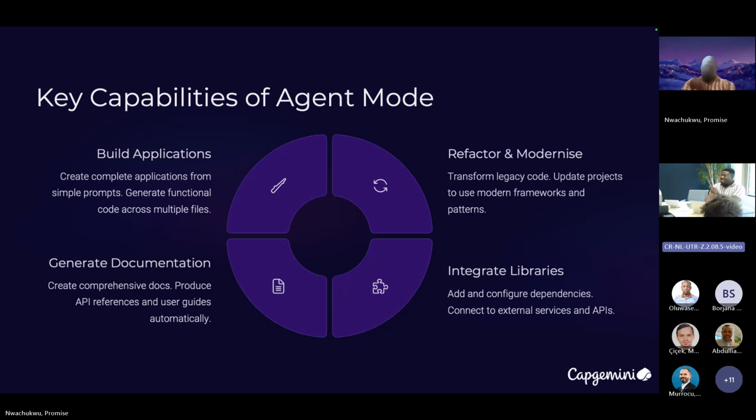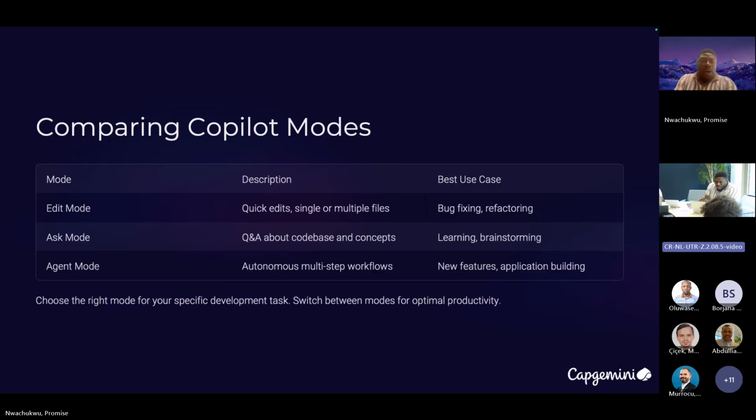Awesome. All right, thank you for that. Let's proceed. Now, comparing Copilot agent modes, currently we have three modes, which is the edit mode, the ask mode, and then the agent mode. And in here, you can see the descriptions of each of these modes.